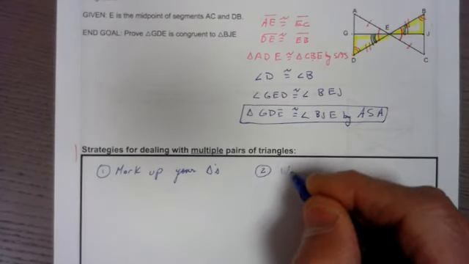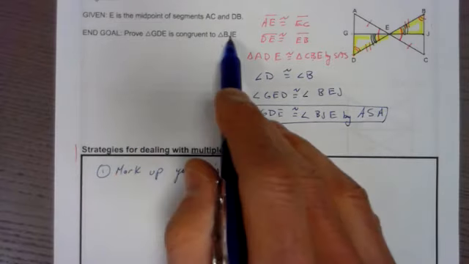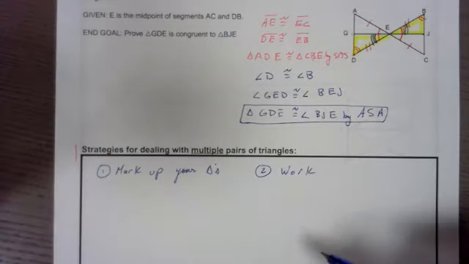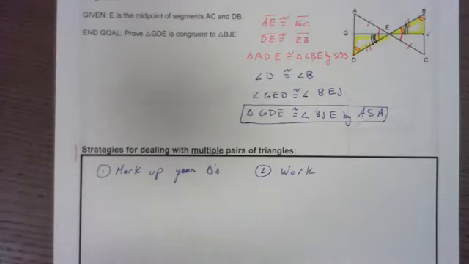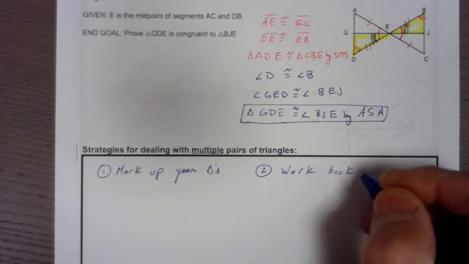Step 2, work backwards. Maybe starting at the end and saying, well, what do I need to do to prove GDE congruent to BJE? Oh, I need this. Well, how can I prove that? You work backwards your way into the solution, and then maybe you'll figure out how to break down the process.